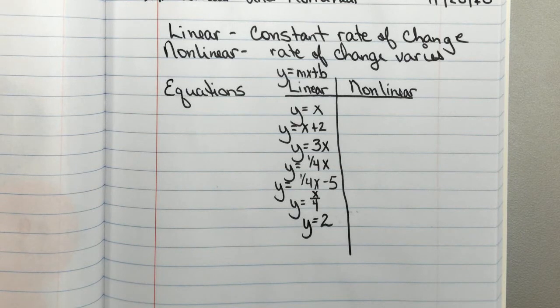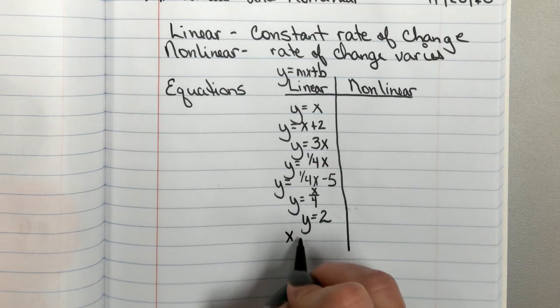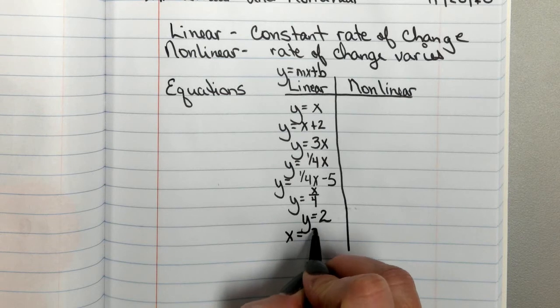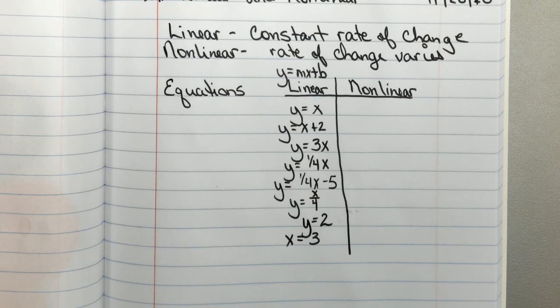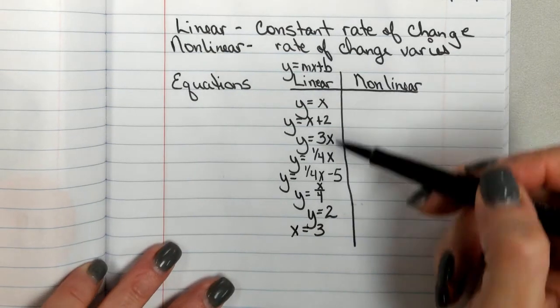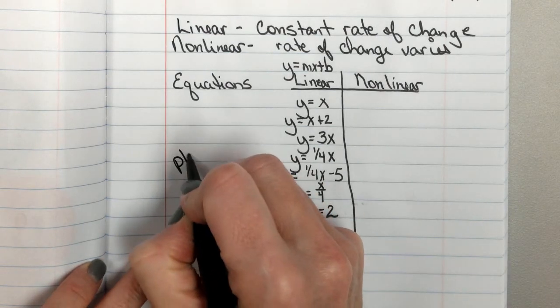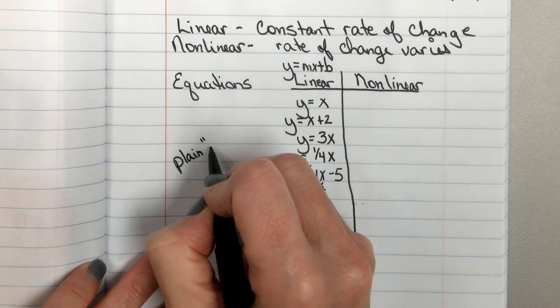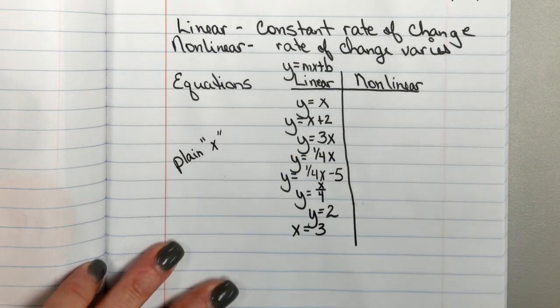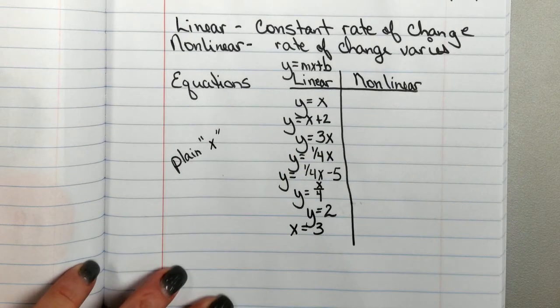That's those horizontal lines. We could even have it where it was x equals, let's just say 3, and when we're missing the y, we only have the x. That's when we have a vertical line. Okay? So all of these, you could kind of characterize it. We like to say that they just have a plain x. Those are our linear, okay?